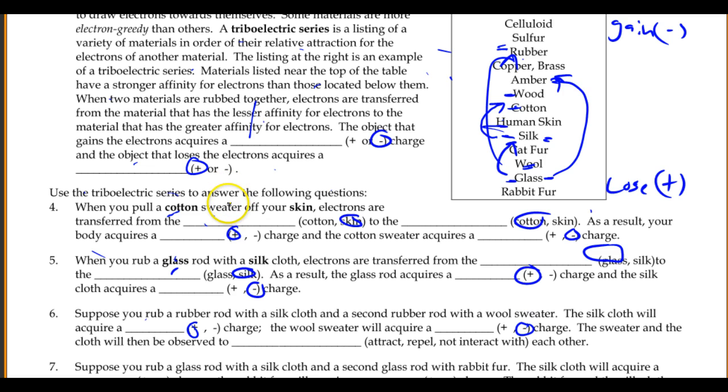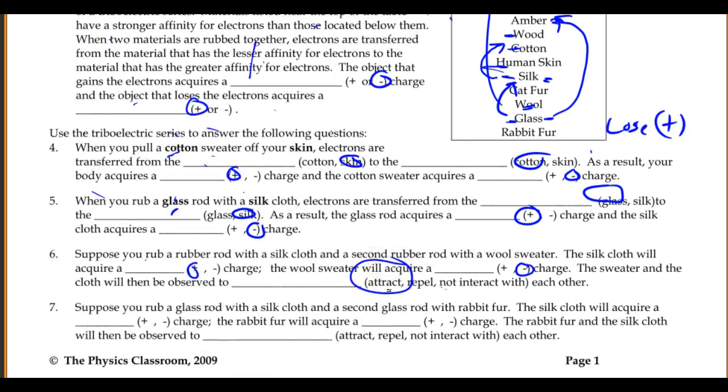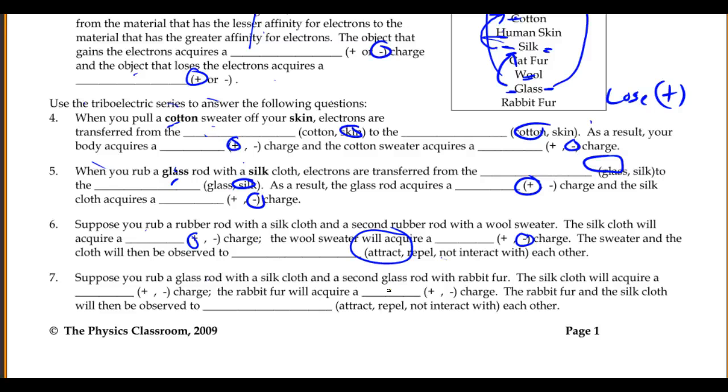Okay, since they're going to end up being opposite charges, they will, in nature, opposites attract, so they will attract each other. Coulomb's law would allow us to calculate the value. If we rub glass with silk, then we know it's going to go from the glass to the silk, so the glass is going to be positive, the silk is going to be negative. And then the glass with the fur, it's going to go from the fur to the glass rod, so positive, negative. So the silk cloth becomes positive, and the rabbit fur will become also positive.